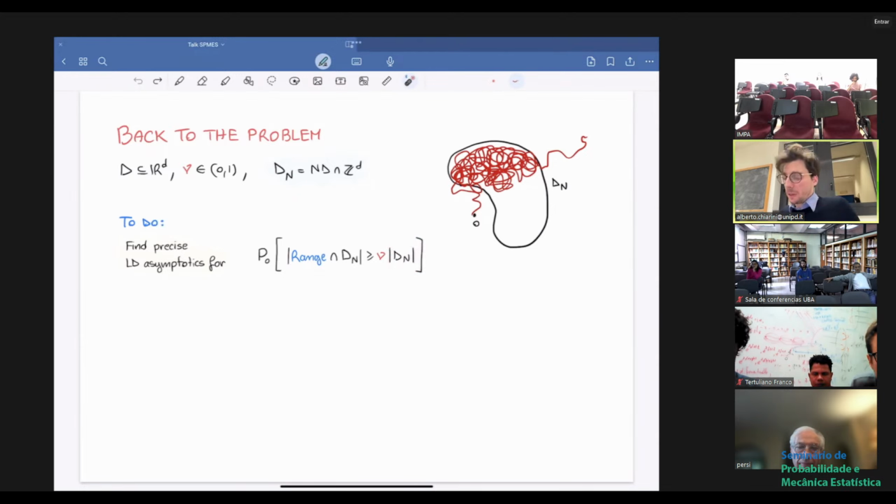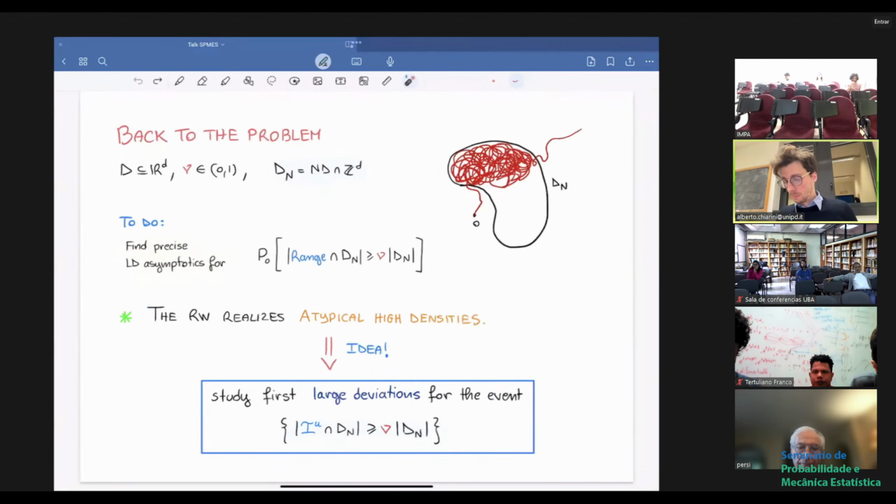So we want to visit a fraction, at least nu, of points of this macroscopic set. In order for the random walk to do that, it needs to realize atypical high densities. The idea is to study first the large deviations for the event that the random interlacement set realizes these atypical high densities. And then, if we send u to 0, so the intensity goes to 0, we are left with only one trajectory, and we will also obtain an answer for the simple random walk.